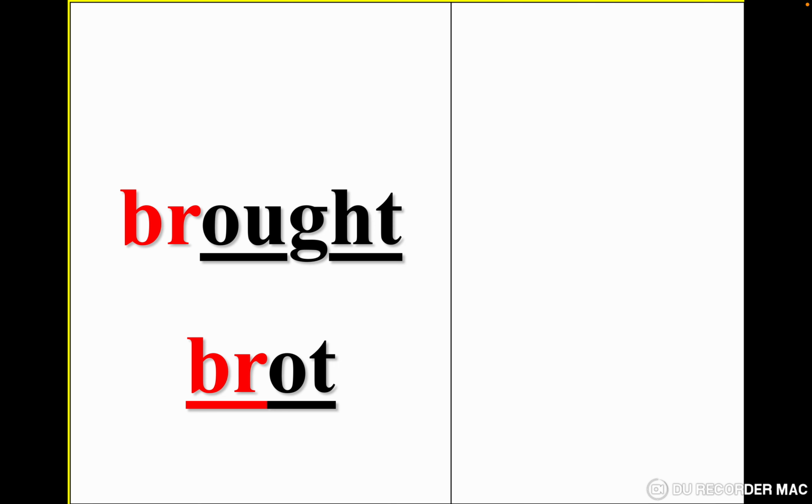Bring. This is crazy because we are going to change ING to something else. So we change ING to OUGHT, but the pronunciation, it's not "brout," it's "brought." So many students say "I brout." There is no "I brout." So I brought. The past of bring, brought. We write it like the word "up," and we pronounce it like the word "down." I brought, you brought, he brought, she brought, it brought, we brought, you brought, they brought.